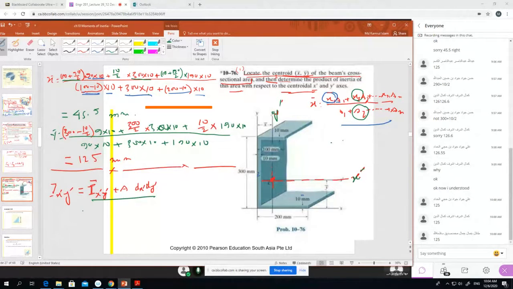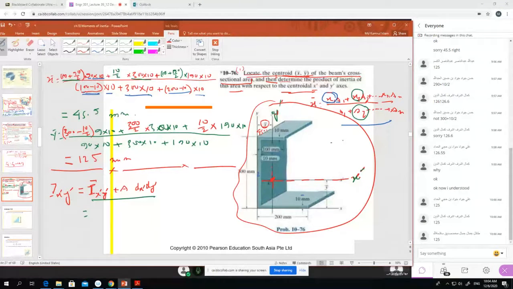Now first, for section one, go to section one. This is section one, and this is section one. Suppose the center of section one is somewhere here, okay? Be careful, I am talking about the center of section one. This x bar is the same for all the sections. This x bar equals 45.5.